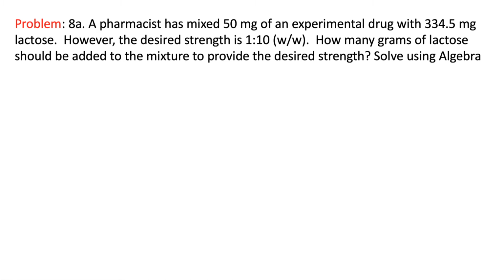All right, so what is this here? This is a dilution. We have a certain concentration, and part of the problem is the concentration isn't very clear. We have 50 milligrams with 334.5 milligrams of lactose, but if you mix all that up, it does give you some concentration. However, the question says it's not the desired concentration because the desired concentration is a 1 to 10 weight per weight, and therefore add more lactose. Or how much lactose do we need to add?